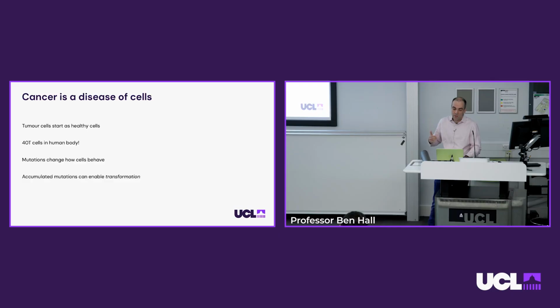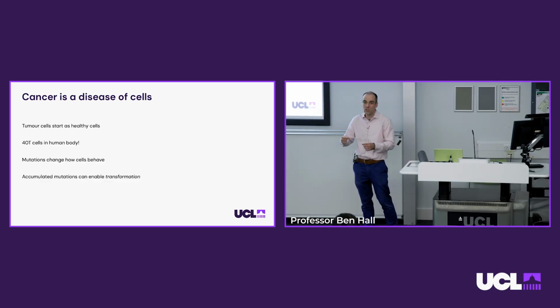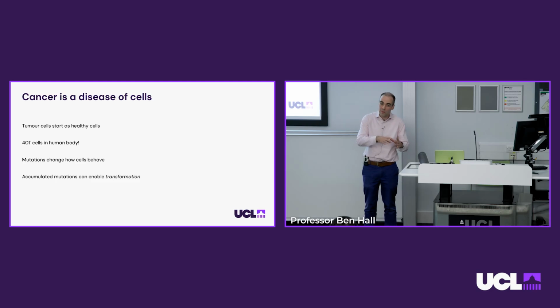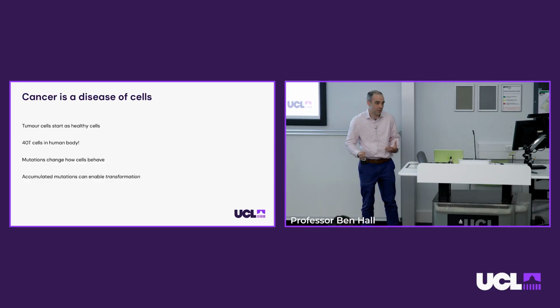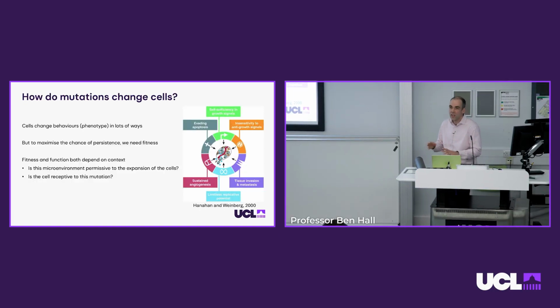And this process is generally driven by mutations, in particular accumulated mutations, mutations to multiple different genes that enable the transformation of the cell and the transition from the cell in the healthy tissue, looking normal, acting normally, to one that becomes a tumor, to one that goes on to metastasize. So how do mutations change cells? Well, cells can change their behavior or their phenotypes in lots of different ways. On the side of the screen here, we have the classic hallmarks of cancer, biological behaviors that drive and enable tumor development.